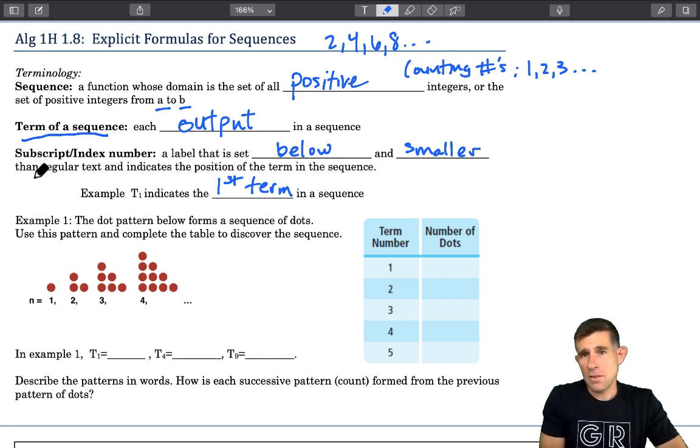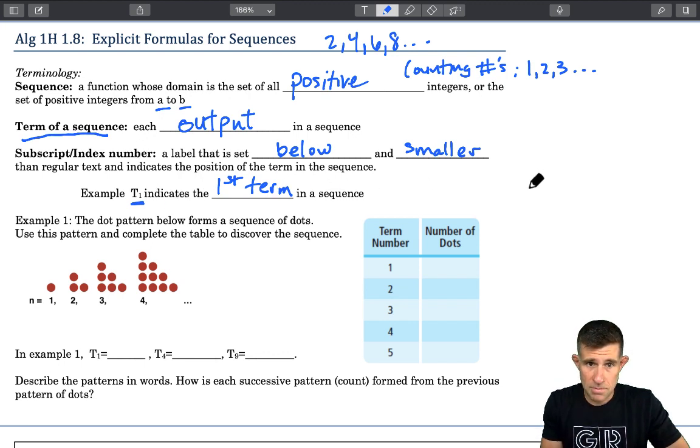Now, there is specific notation around a sequence. It uses a subscript, and this is called the index number. It is the label that is set below and smaller than the normal text, and it indicates the position or the term number of that sequence. For example, T subscript 1, you can see that little lower case set below is that position number. That's the index number, so it indicates the first term in the sequence.